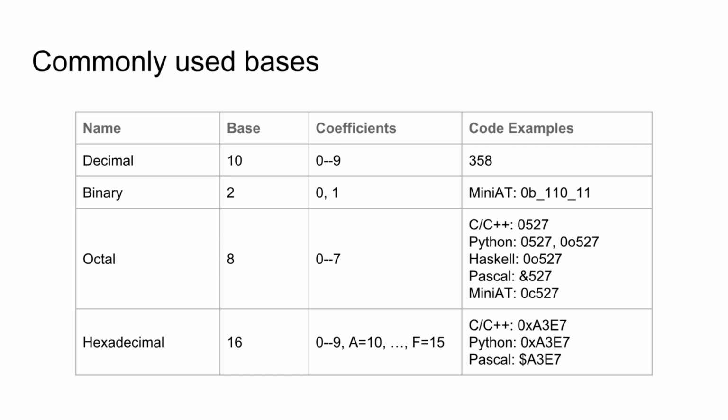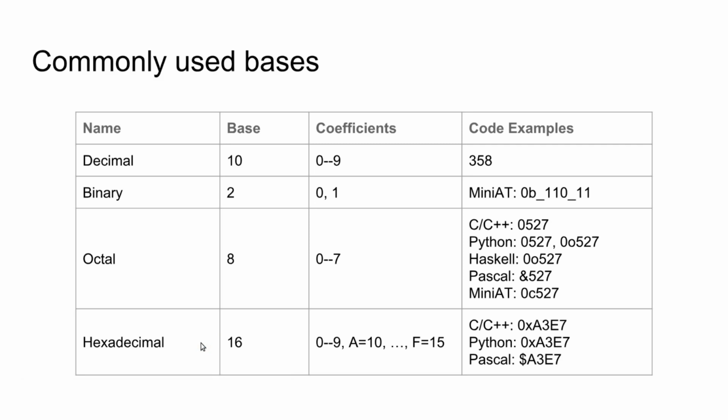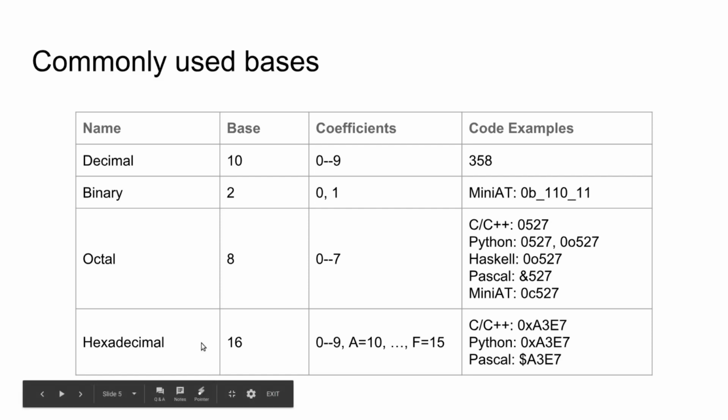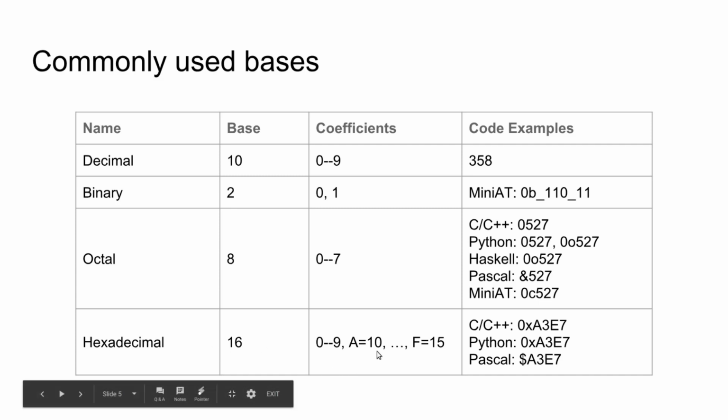The next commonly used base is hexadecimal. Hexadecimal is base 16, and because it's base 16, it must represent values between 0 and 15 with each of its coefficients. However, the coefficient starting at 10 already requires 2 digits if we were to list the coefficients using decimal numerals. And so we don't say 10.